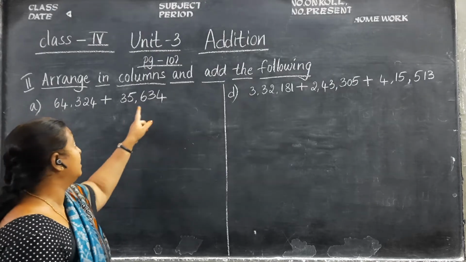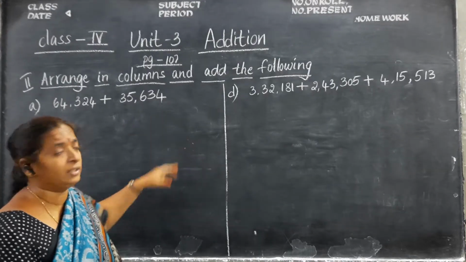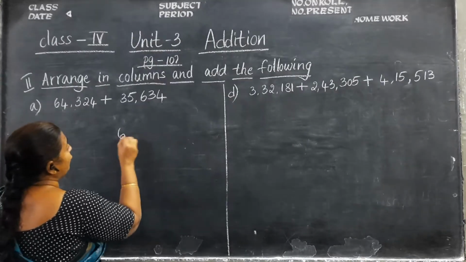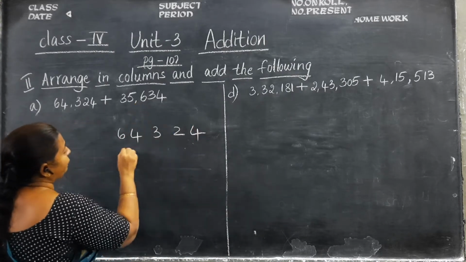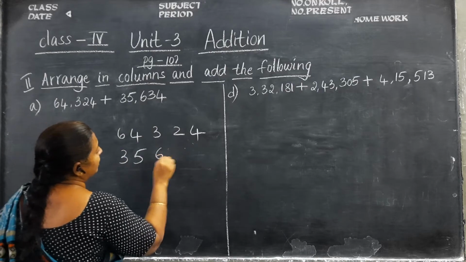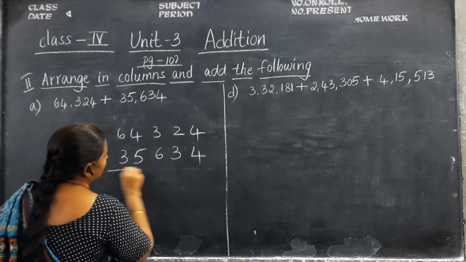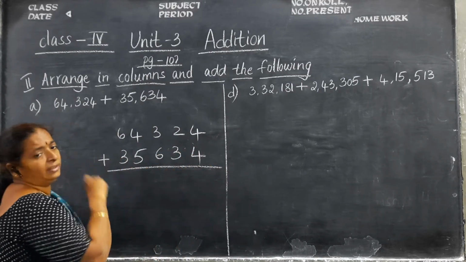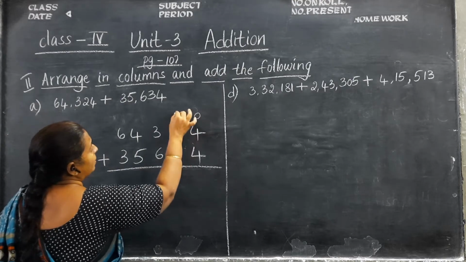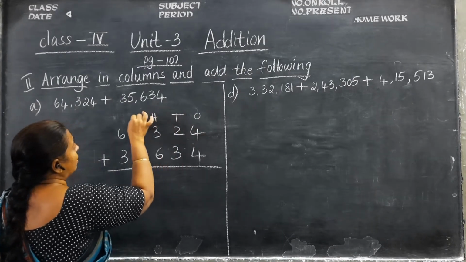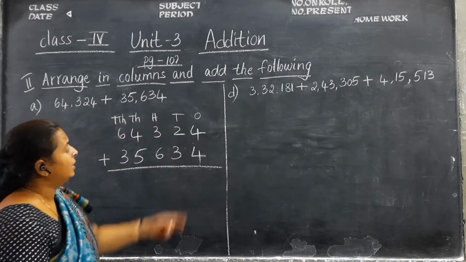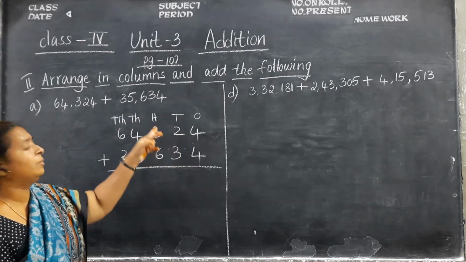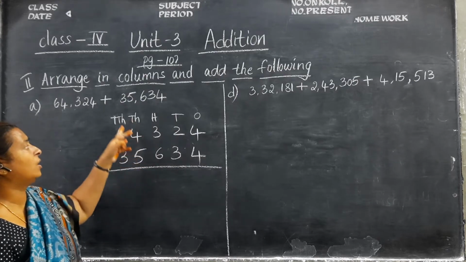64,324 plus 35,634. Now we should arrange them. See children: 64,324 and 35,634, with the addition sign. Now ones column, tens column, hundreds column, thousands column, and this is the 10,000s column.